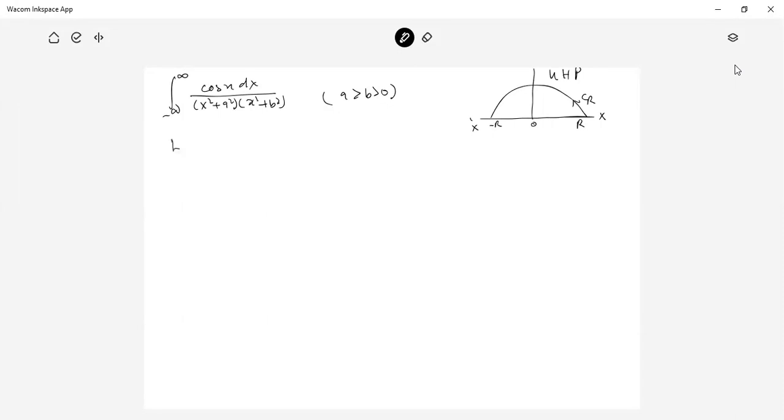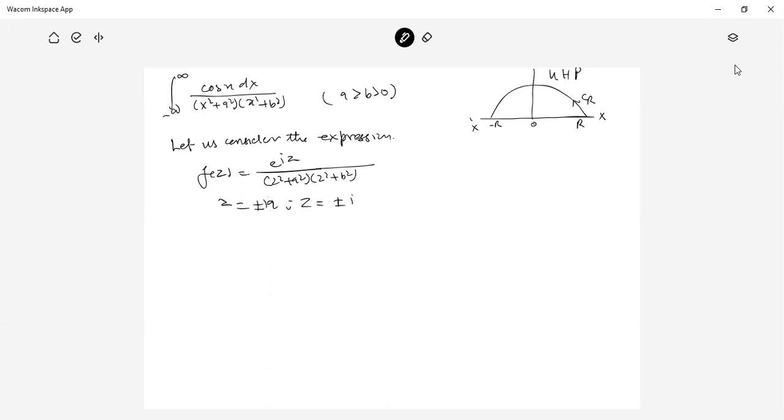So in this case, let us consider the expression f of z equal to e raised to the power I z upon z square plus a square and z square plus b square. And this has z equal to plus minus I a and z equal to plus minus I b. These are two simple poles, and we can use partial fractions, and that can be solved as it was solved in the earlier case. So this is about example one in the Jordan lemma.